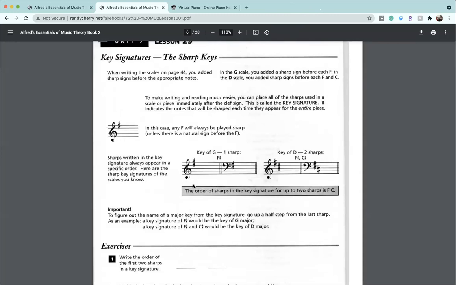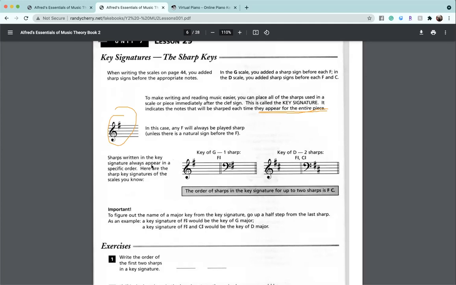When we have that, this is called the key signature. You probably already know this; if you don't, keep listening. It indicates the notes that will be sharped each time they appear in the entire piece. Not just part of the piece, but the entire piece. In this case, any F will always be played sharp, unless there is a natural sign before the F, then play the natural.